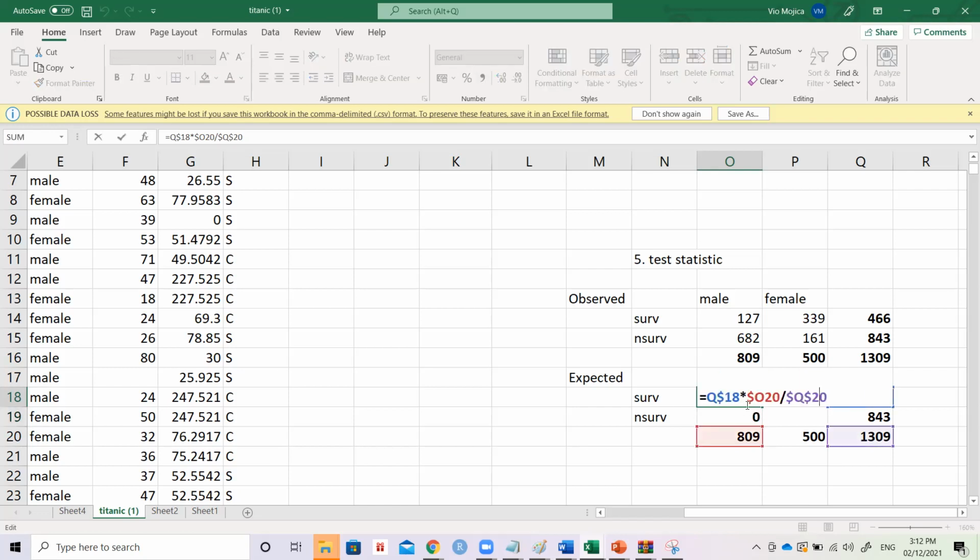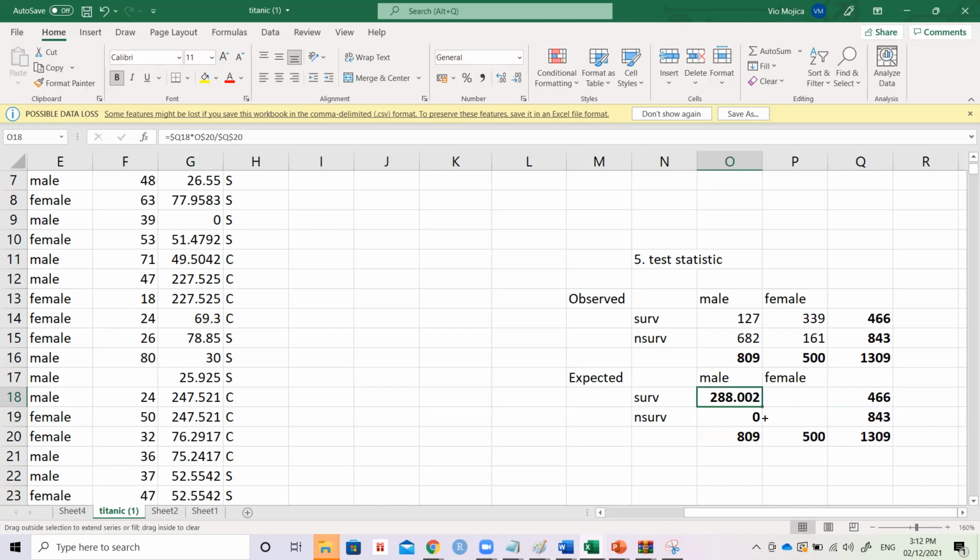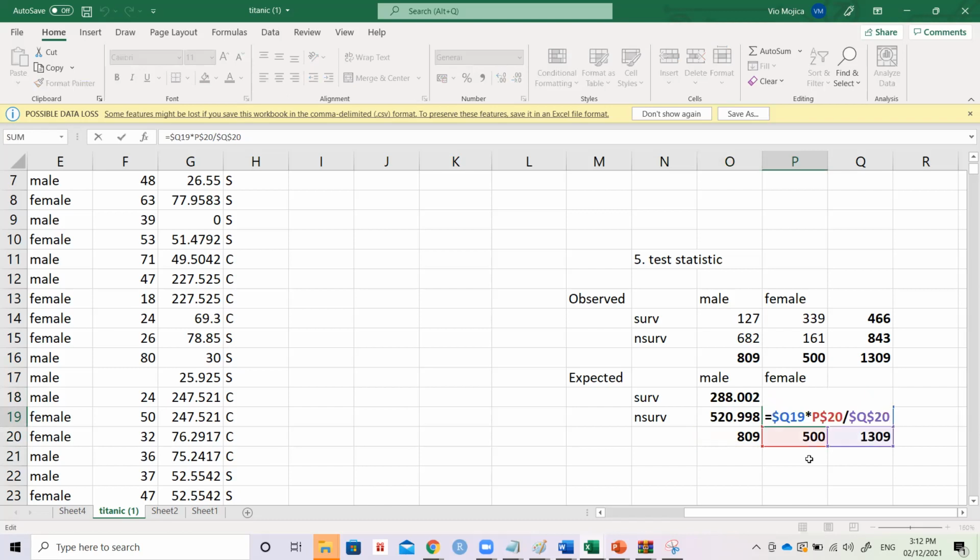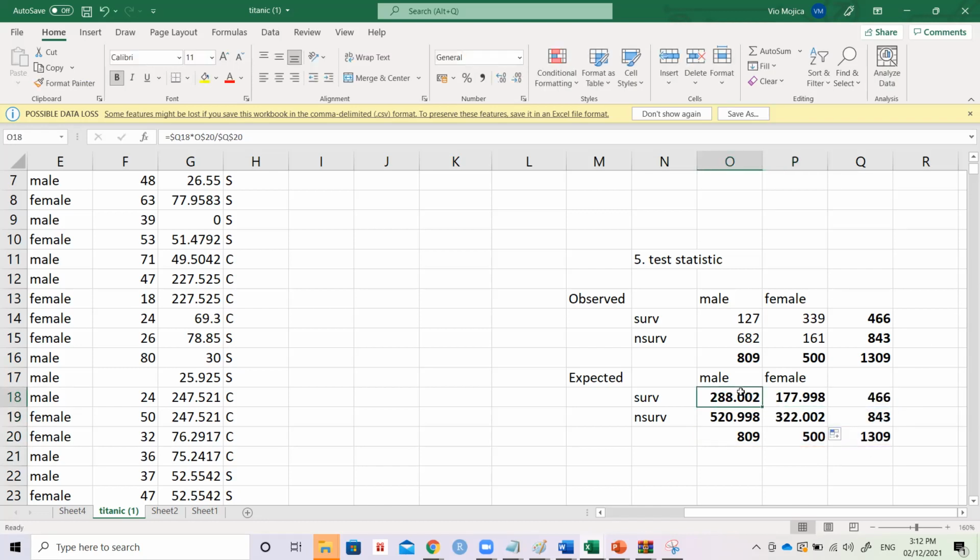So mali yung finix ko pala. Dapat naka-fix siya kay column Q, ito fix kay row 20. So that when I drag them, yan, we're going to have the appropriate answers. Yun lang naman, shortcut lang. But if you want to do them one by one, you can. Kasi for example, 322.002, you can see it's 843 times 500 over 1309. Yun siya. That's how we got them. So these are the expected frequencies.